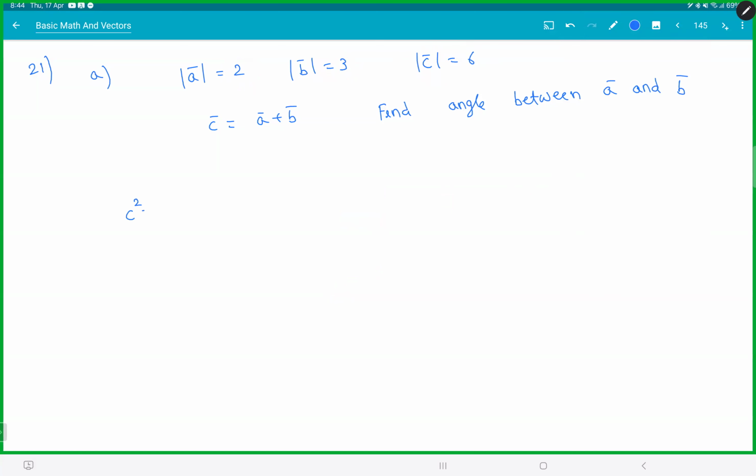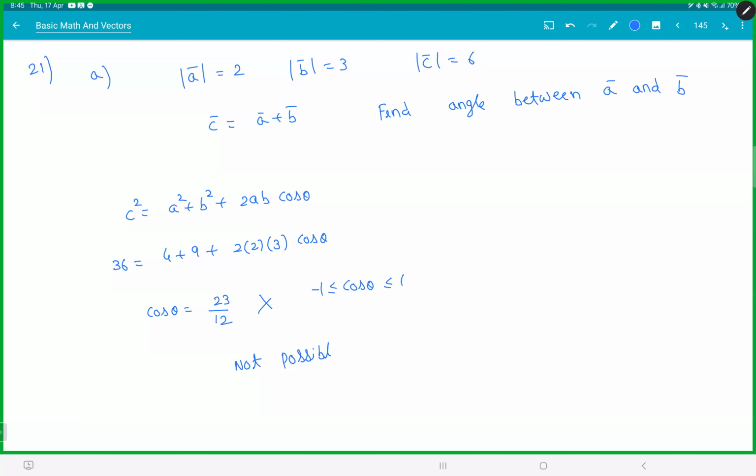Let's use a formula. C square is A square plus B square plus 2AB cos theta. You just substitute everything here. This will be 36 equals 4 plus 9 plus 2 times 2 times 3 cos theta. That gives cos theta as 23 by 12. This is not possible. Cos theta can't be greater than 1; cos theta is between minus 1 and 1. So this is the Max way of saying, for whatever you are asking to happen, cos theta has to be 23 by 12, but cos theta can't be greater than 1. So the answer for this is such vectors don't exist.